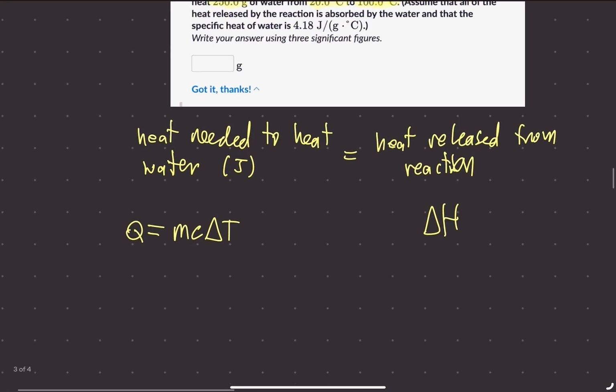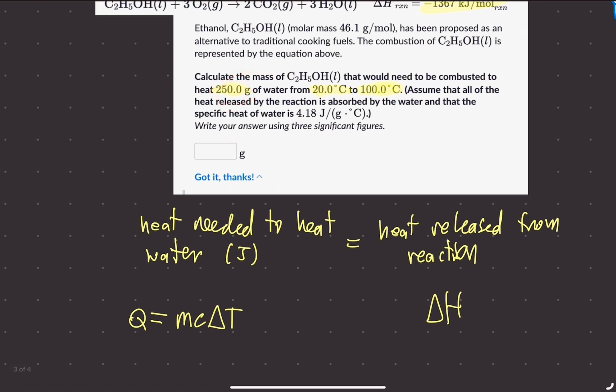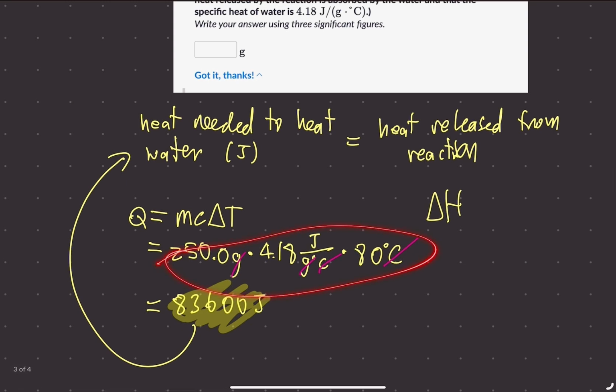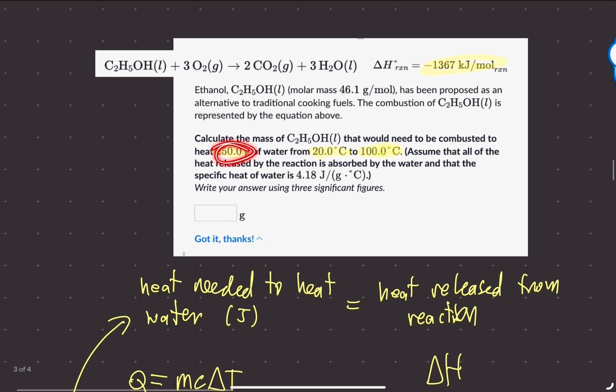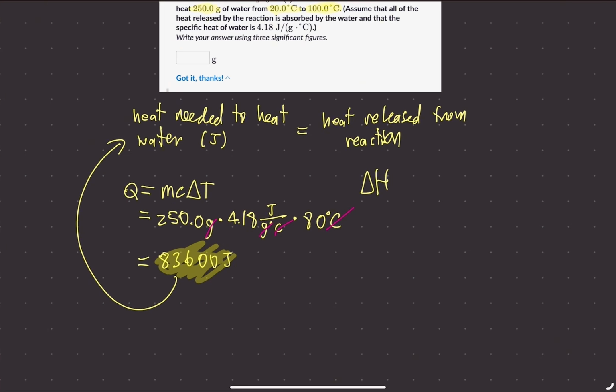So we have m and c and delta T, and we're given all of that: 250 grams, 4.18, 20 Celsius to 100 Celsius. The change in temperature would be 80 Celsius. As you can see here, I put the numbers in, and the units cancel out nicely, leaving us with joules, and it would be 83,600 joules to heat up 250 grams of water from 20 Celsius to 100 Celsius. Now we have this. It equals the heat released from the reaction.